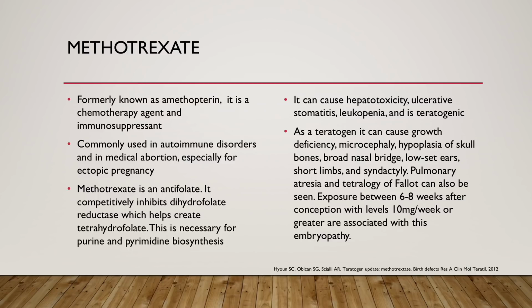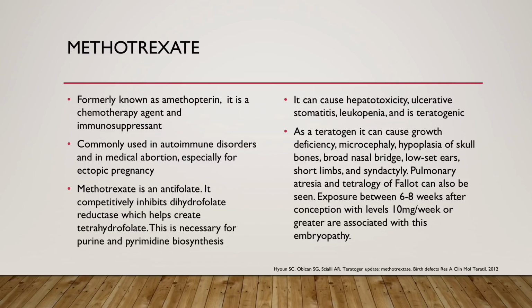Methotrexate can cause hepatotoxicity, ulcerative stomatitis, leukopenia in the mom, and is also teratogenic. As a teratogen, it can cause a multitude of defects, including growth deficiency, microcephaly, hypoplasia of the skull and bones, a broad nasal bridge, low-set ears, short limbs, and syndactyly. Pulmonary atresia and tetralogy of Fallot, which are congenital cardiovascular conditions, can also occur.